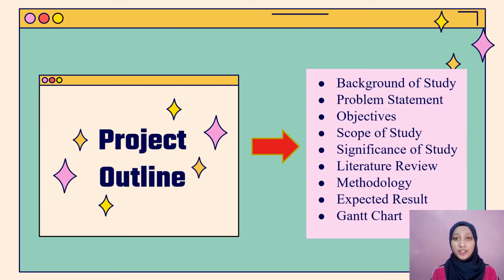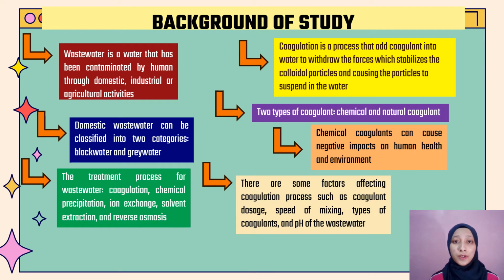Next, for the project outline, it consists of background of study, problem statement, objective, scope of study, significance of study, literature review, methodology, expected result, and Gantt chart. I will continue with the background of study.